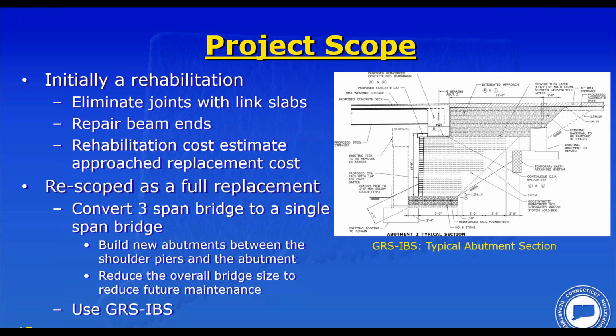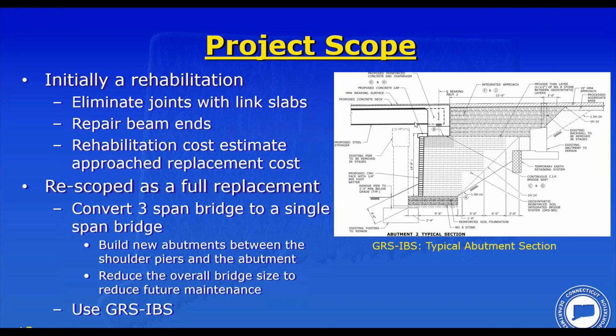because the rehabilitation cost was approaching the replacement cost. So it was rescoped as a full replacement using a newer technology. The idea here was to use GRS-IBS and convert the bridge from a 3-span bridge to a single-span bridge. By doing this, we do a couple of things. One, we have less substructure to maintain in the future. Two, we have less superstructure to maintain in the future. So we reduce the overall size of the bridge, which also reduces the cost of the bridge because now we're building a smaller footprint structure.